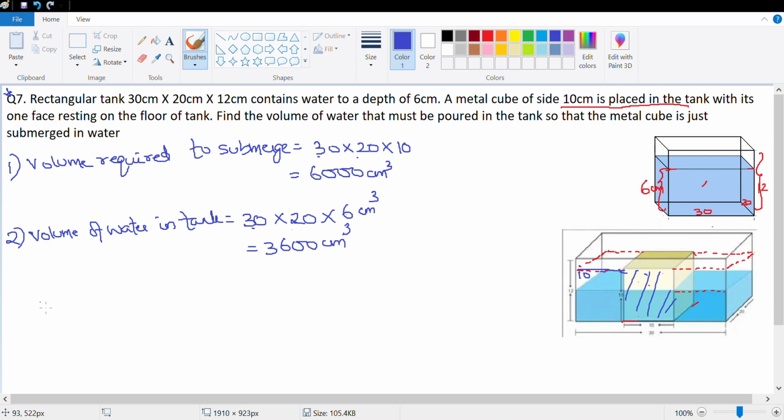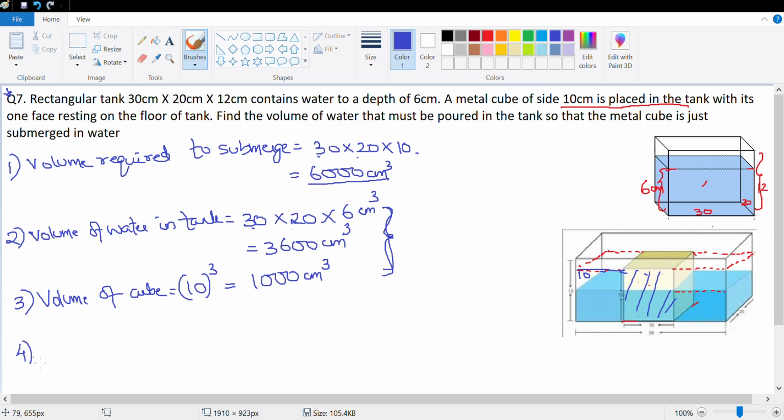Is there anything else in the tank? Yes, the volume of cube is also in the tank, which means this is also occupying space. So volume of cube is equal to 10 cube, in this case 1000 centimeter cube. So how much water needs to be added? That will be equal to the total required minus already in, right? So if this is the total volume required and this is already in the tank.